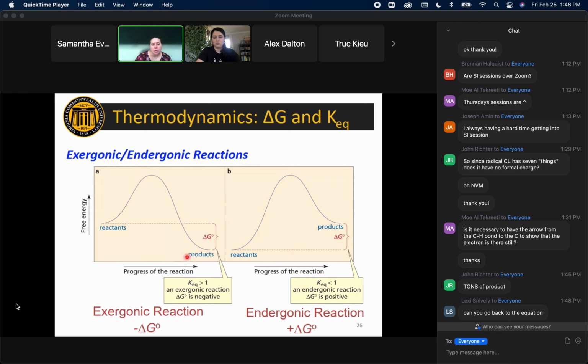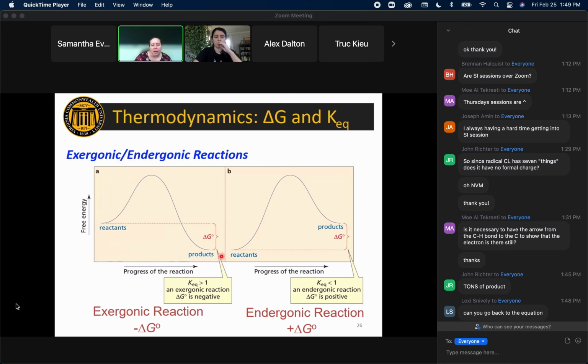So on these reaction coordinate diagrams, if we look only at the one on the left for a minute, our products are more stable. They're lower in energy. They have a lower free energy than the reactants. So when we calculate our delta G for the overall reaction, and we take our delta G of the products minus our delta G of the reactants, we're going to have an overall negative delta G. This is called an exergonic reaction.